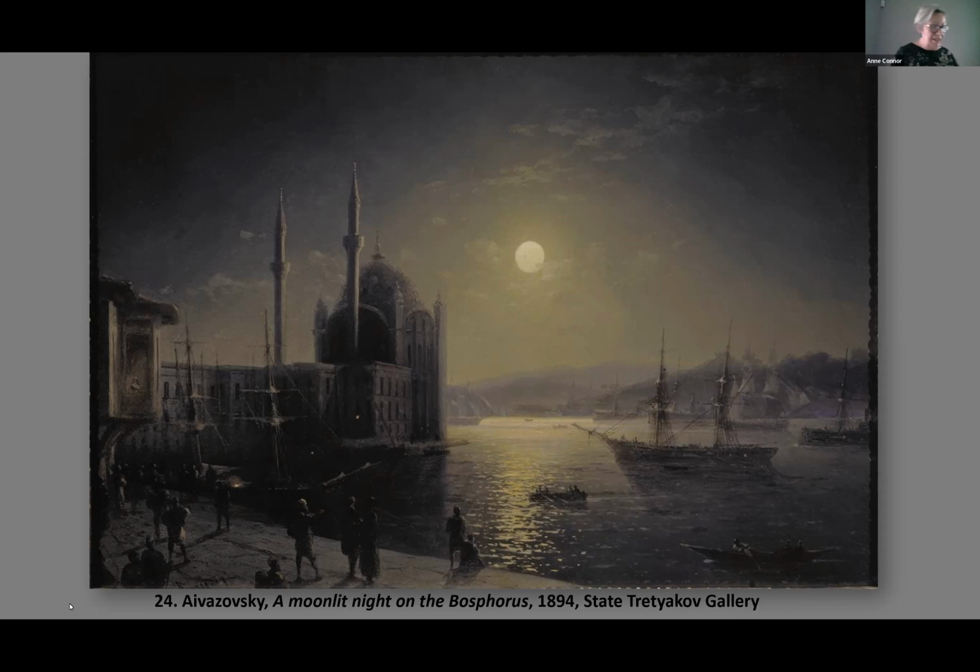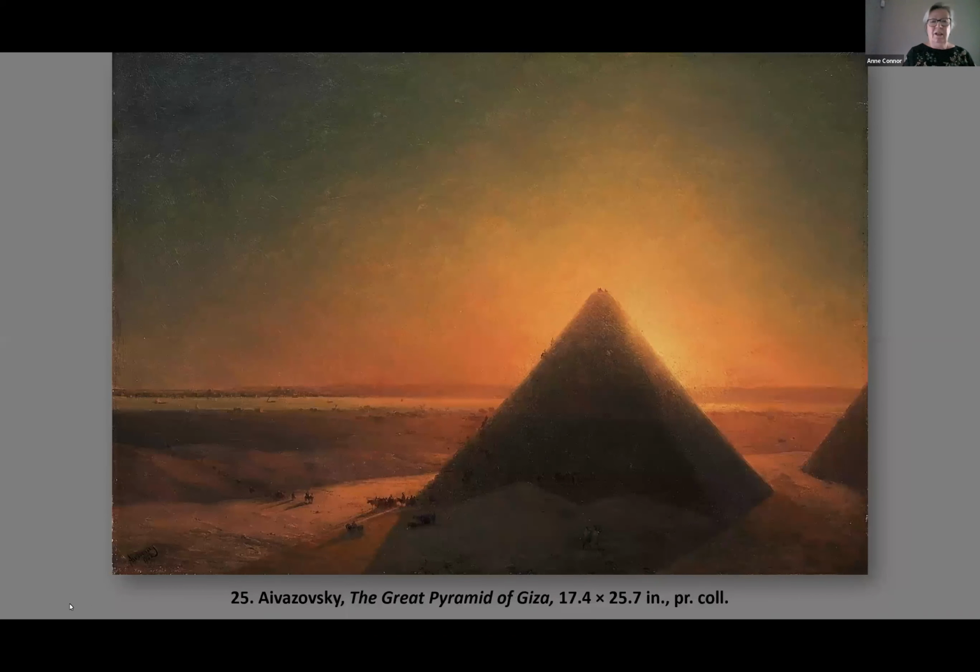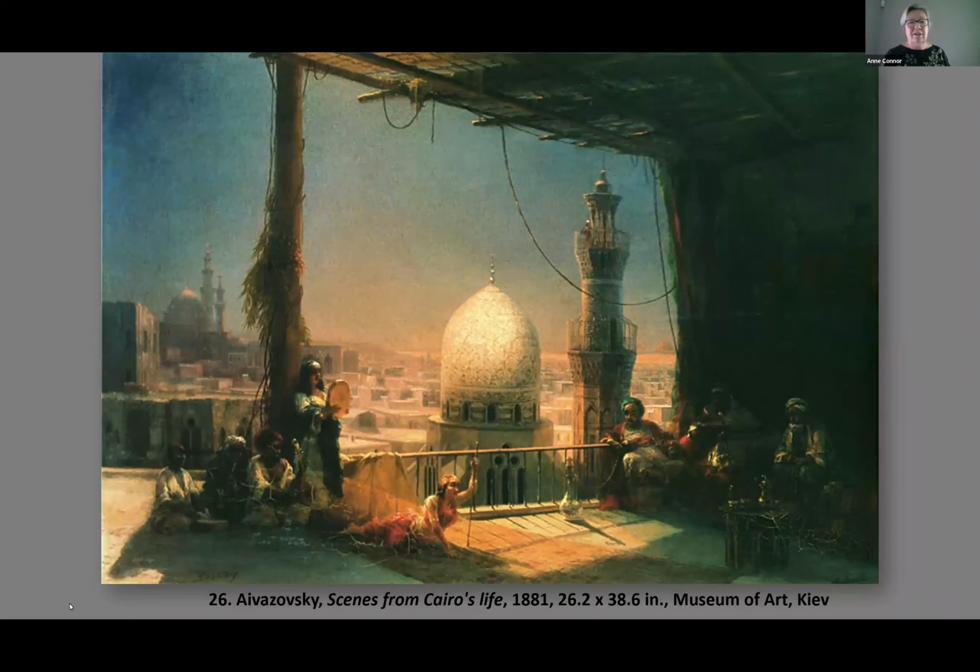So these are part of the commission that he received. As I mentioned, he also went to Egypt. This is the Great Pyramid of Giza. Really interesting because you see the Nile River in the background. It's rarely shown at that angle. Seen from Cairo life.